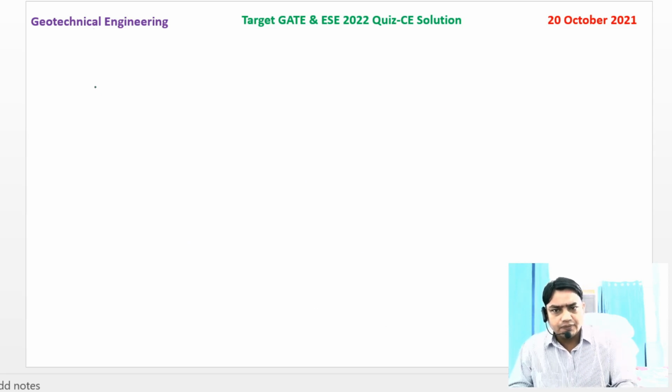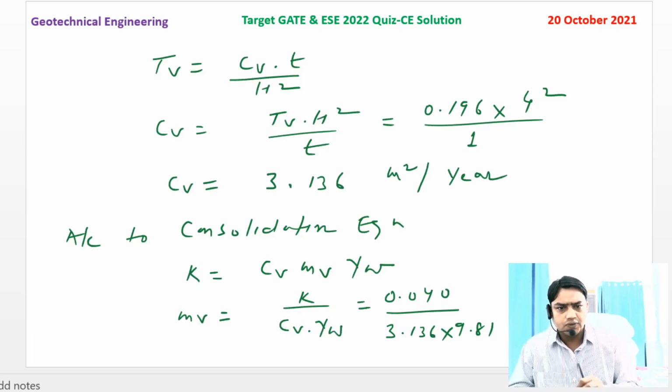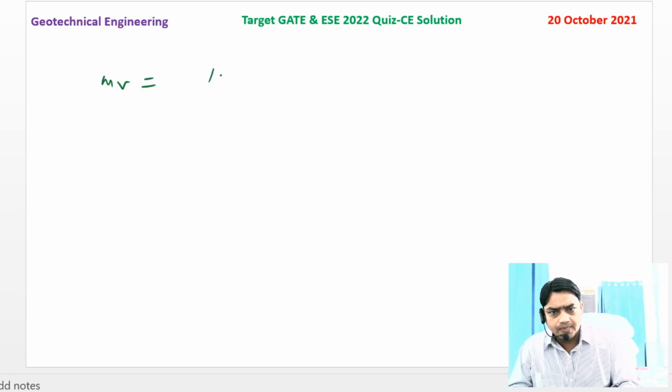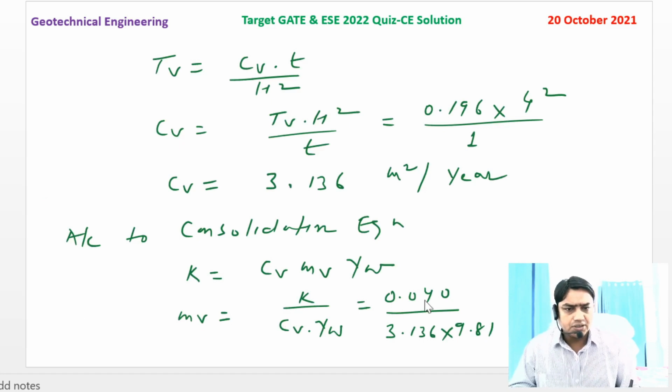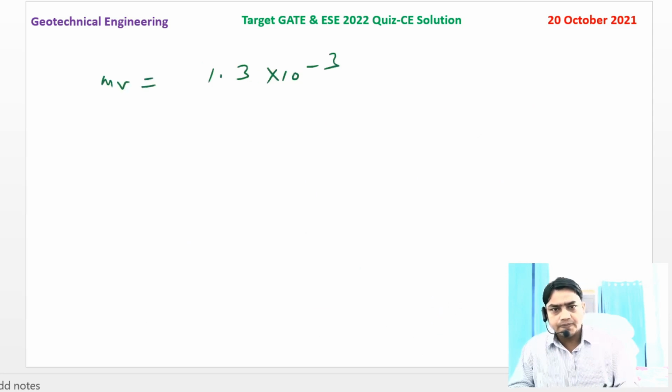So MV is equal to 0.04 divided by 3.136 into 9.81. This value will be 1.3 into 10 to the power minus 3. The unit of permeability is meter per year and CV is meter square per year, so per year cancels, and with kilonewton per meter cube, the unit will be meter square per kilonewton.